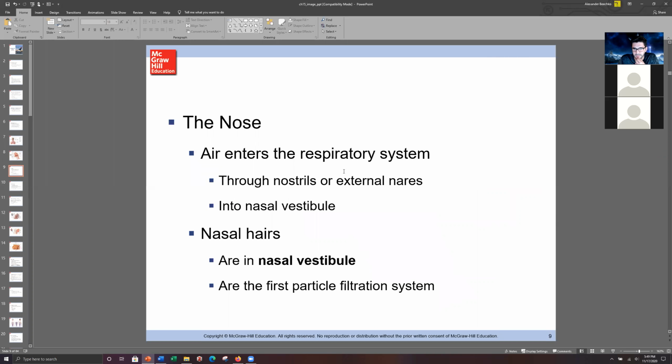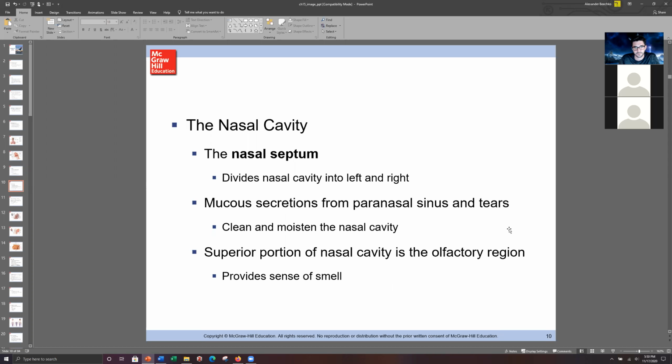Okay, the nose. Air enters the respiratory system through the nostrils or external nares into the nasal vestibule. The nasal hairs, believe it or not, serve a purpose. They're the first bit of our filtration system that our respiratory system receives, right? So don't necessarily tweeze or trim out all of those nasal hairs. You need those as part of the filtration system for your respiratory system.